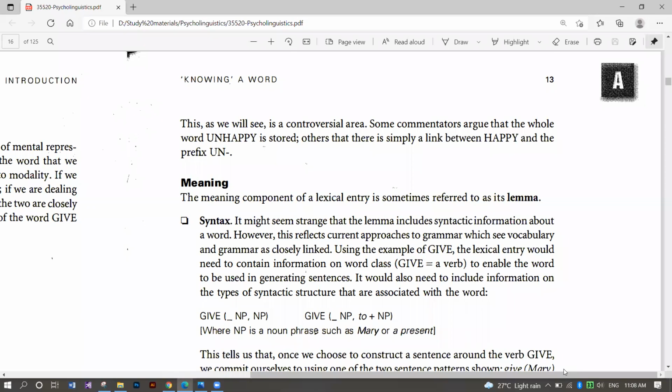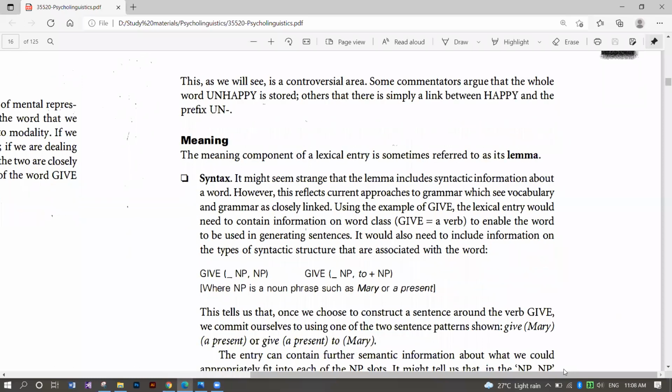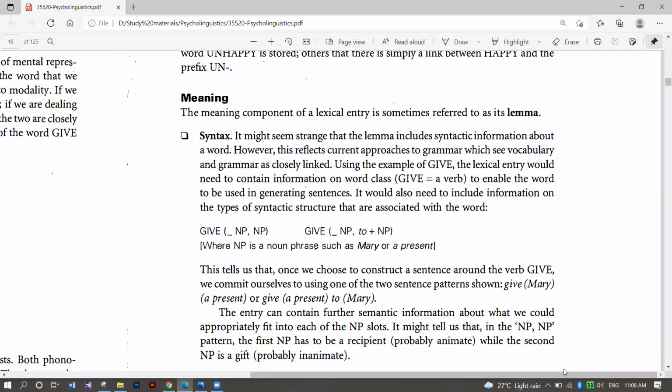Ma'am, there is nothing like that in this point to discuss. It's just that they think that if un is there, then is it a completely different word? Is it a completely different link of meaning and morphological structure, or is it just that they are linked together? So this is the only thing.